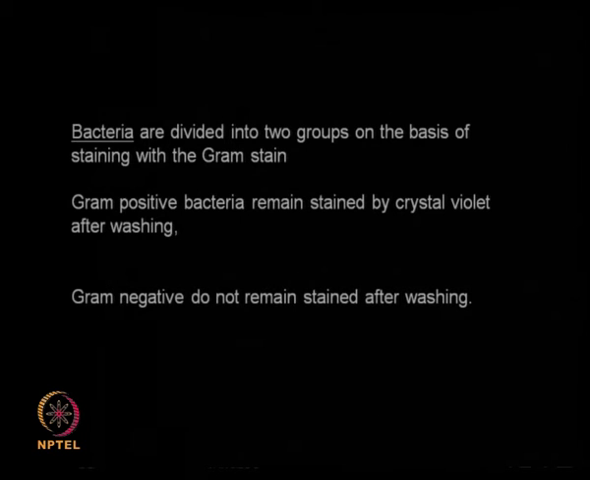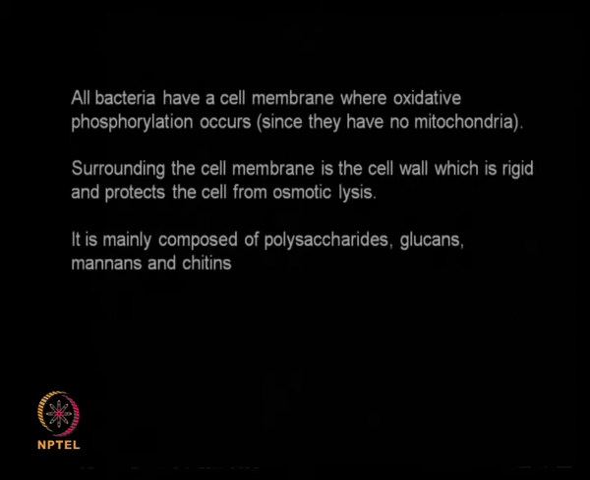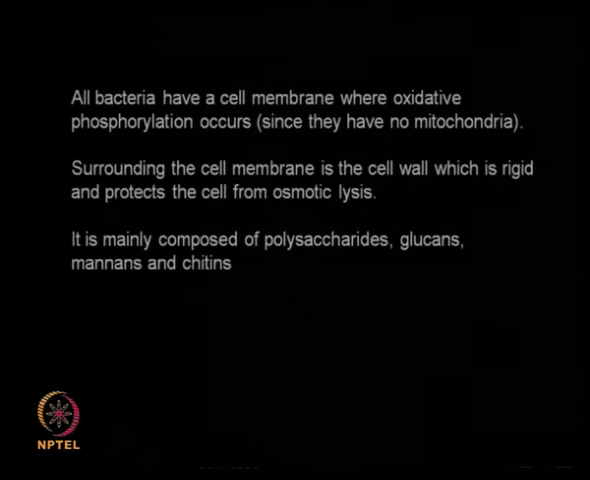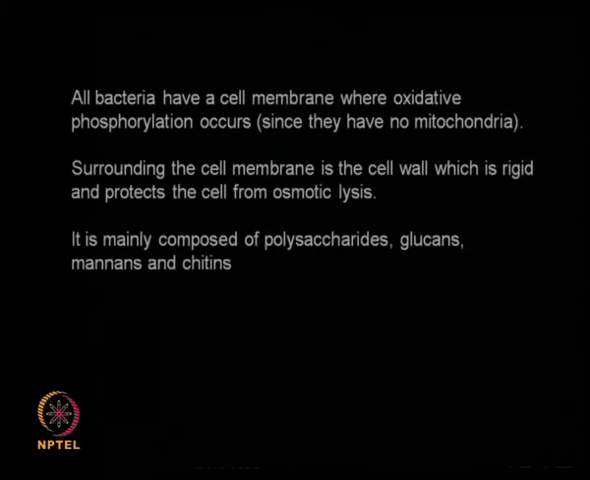Okay, why does it remain? Why does the stain get removed? That depends on the presence of the cell wall. We will talk about it as we go along. So they all have a cell membrane where oxidative phosphorylation takes place, and they do not have mitochondria. Surrounding the cell membrane there is a cell wall which is rigid and protects the cell from osmotic lysis. So the cell wall's job is to protect. What does the cell wall contain?